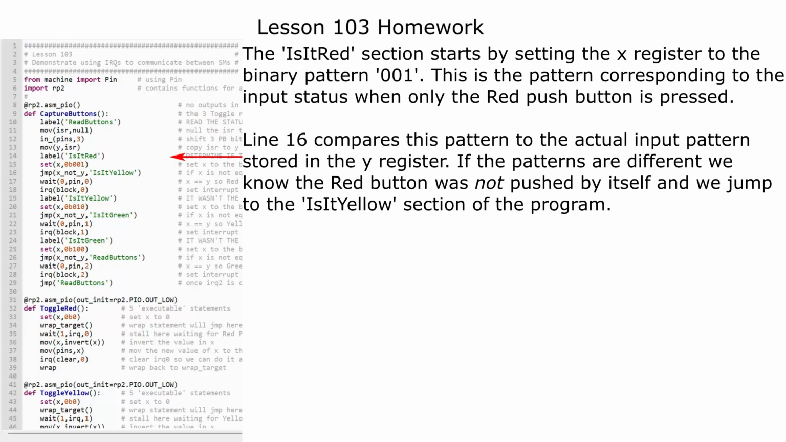The Is It Red section starts by setting the X register to the binary pattern 001. This is the pattern corresponding to the input status when only the red push button is pressed. Line 16 compares this pattern to the actual input pattern stored in the Y register. If the patterns are different, we know the red button was not pushed by itself, and we jump to the Is It Yellow section of the program.